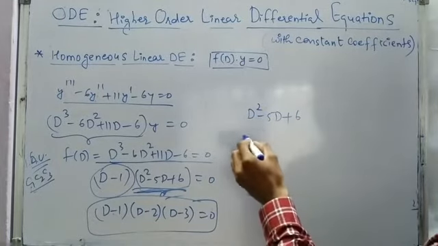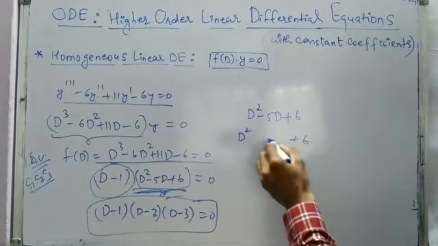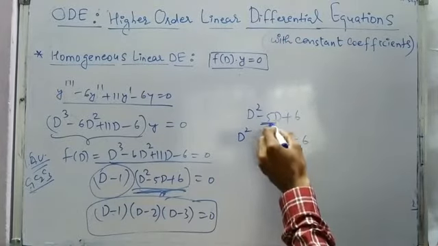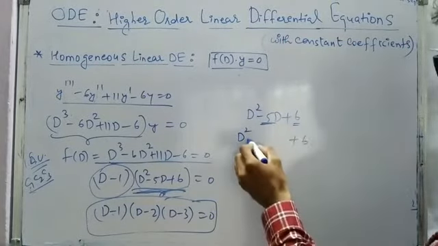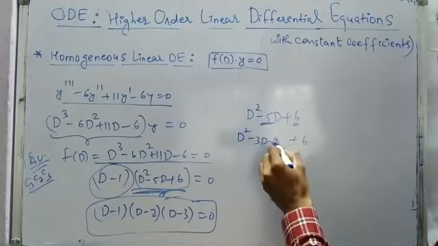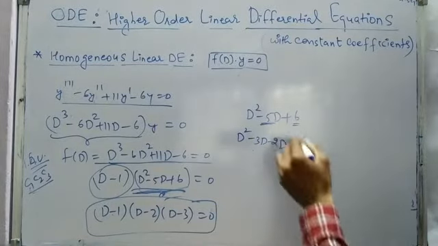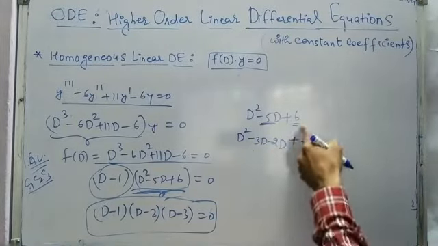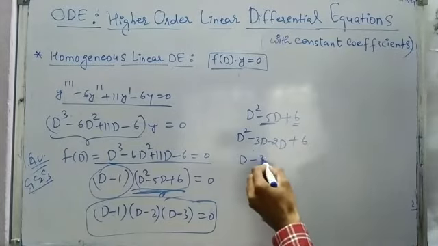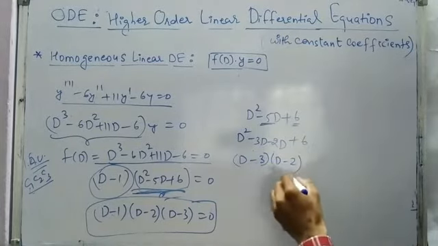What you have to do, you have to make the combinations of numbers so that the addition is minus 5 and multiplication is c. So nothing but minus 3D and minus 2D. So minus 3D and minus 2D is minus 5D, and minus 3 into minus 2 is 6. And now you can just simply write the roots as (D minus 3) into (D minus 2).